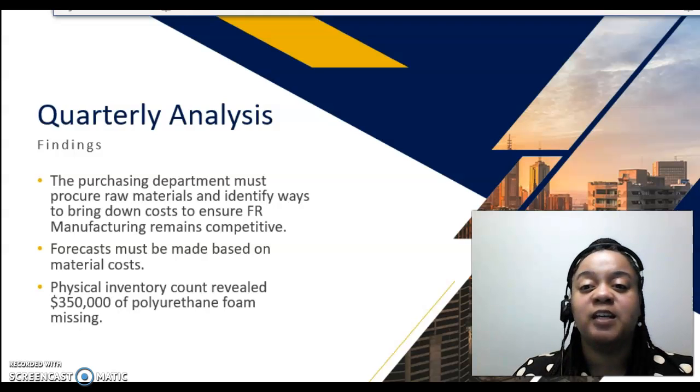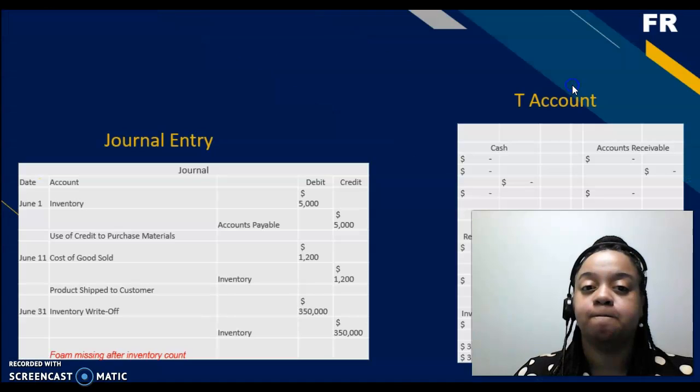Consequently, the team determined that a greater amount of the polyurethane material than what was projected is being consumed during the manufacturing process. So let's take a deeper look into how these findings will impact the company from a financial standpoint.